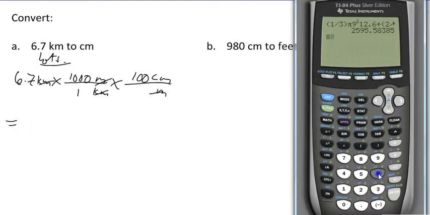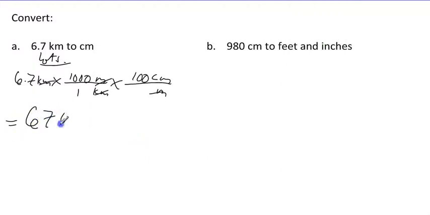So 6.7 times 1,000. This is actually easier to use the calculator this way than the actual calculator. 67,000. 67,000 centimeters.